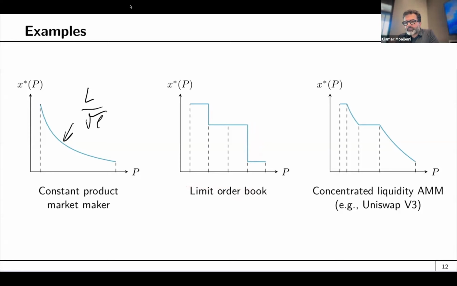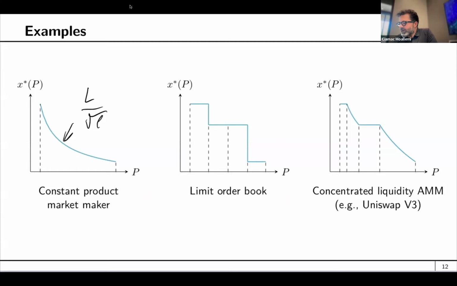However, one important difference is it does not satisfy the smoothness conditions that we discussed before. In particular, this object is discontinuous, and so the theory that we describe in the third part will not apply. So we have constant product market maker. We have a limit order book.